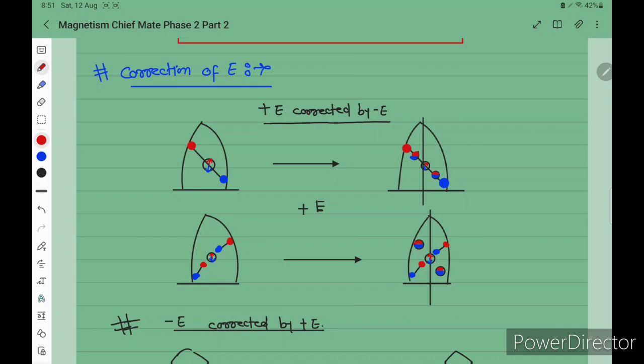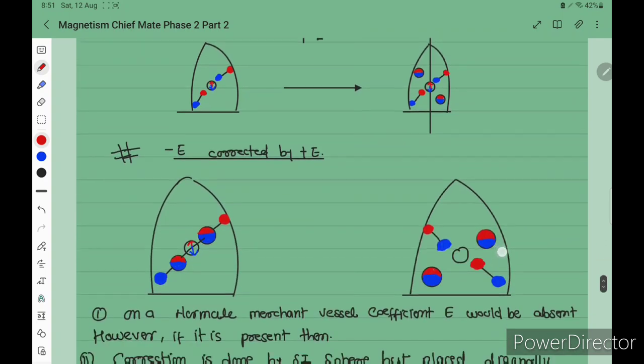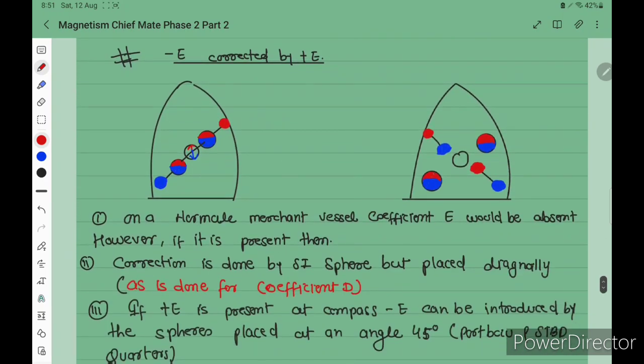Okay, see, if it is the blue and the red pole, we have to correct with the soft iron sphere. It acquires the blue and leaves the red. So it will nullify this error, coefficient E error, and minus E is corrected in this way.